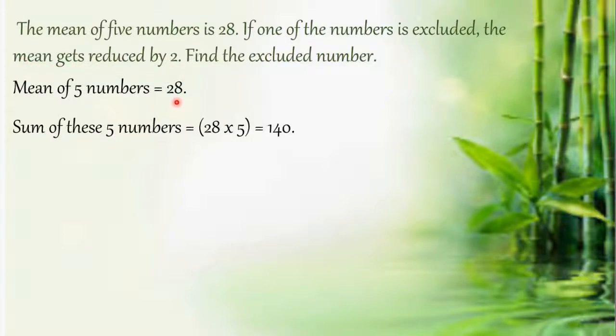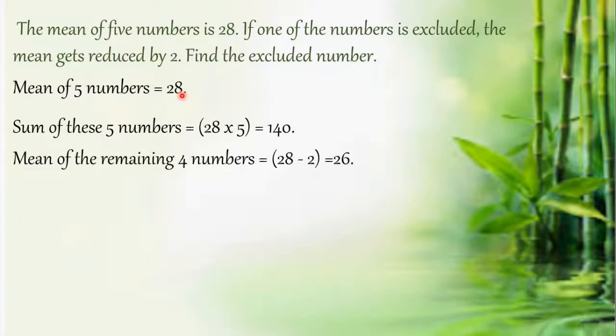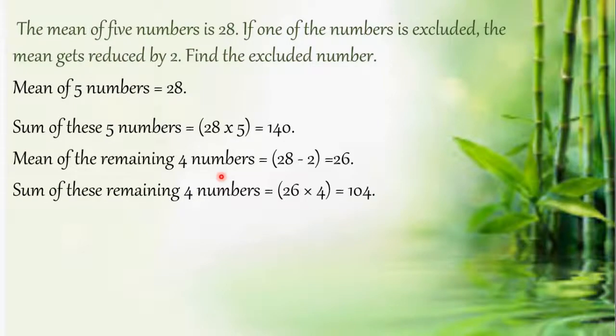Now, the mean is 28. So, when we exclude one number, the mean is reduced by 2. So, the mean of the remaining 4 numbers will be 28 minus 2, which is 26. One number we have excluded, and the mean of the remaining 4 numbers is 26. We can find the sum of the remaining 4 numbers also. It is 26 times 4, which is 104.